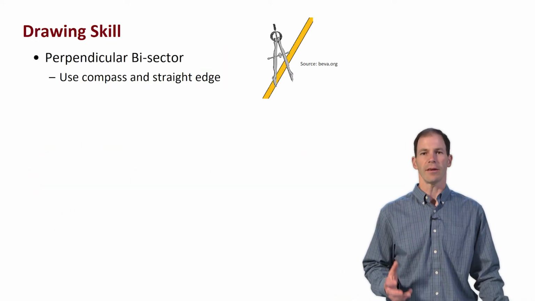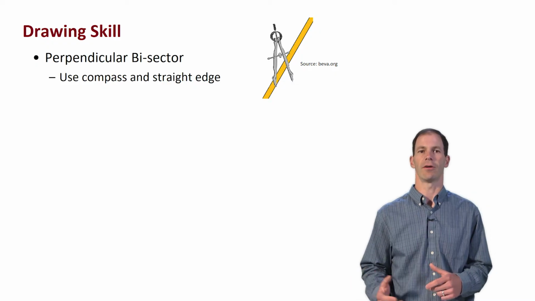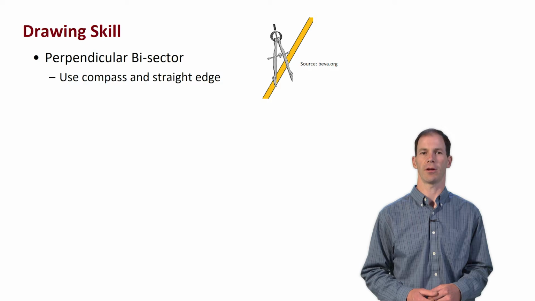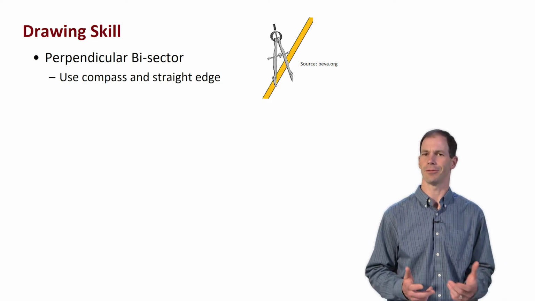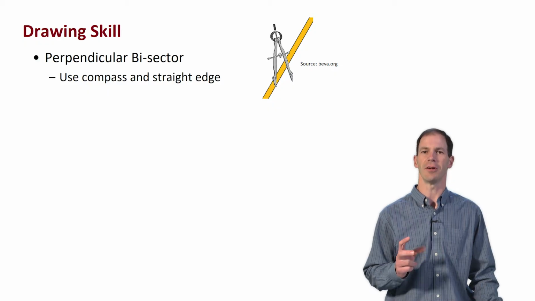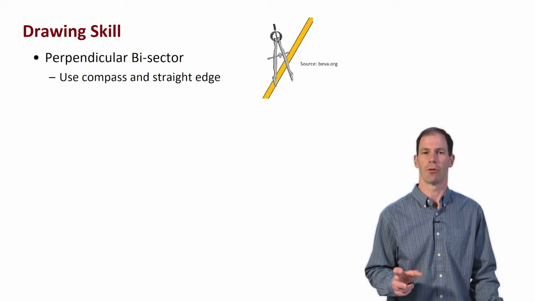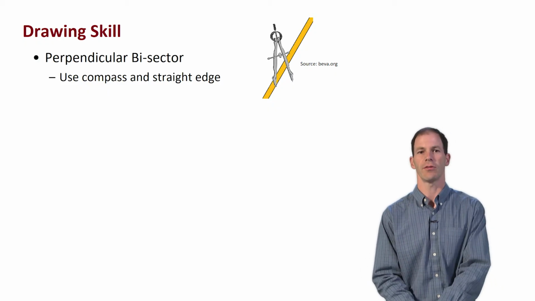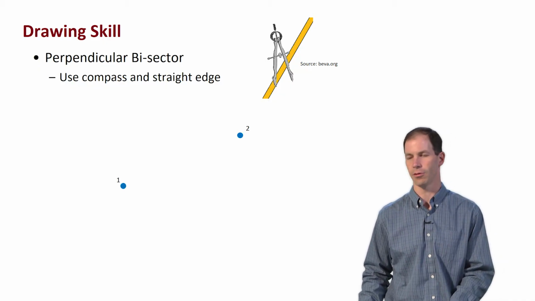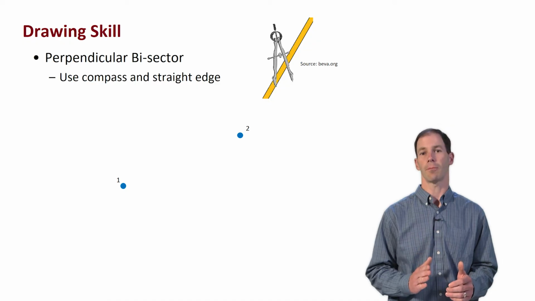So taking a little step back, we have to have a drawing skill to be able to do this, and this is constructing perpendicular bisectors. And you might say, well, this sounds very simple, back in high school stuff. It is, but we need a quick review just so that you're on board with this. So the tools for this are a compass and a straight edge, and how you're going to use these is to find basically a line that perpendicular bisects 2 points.